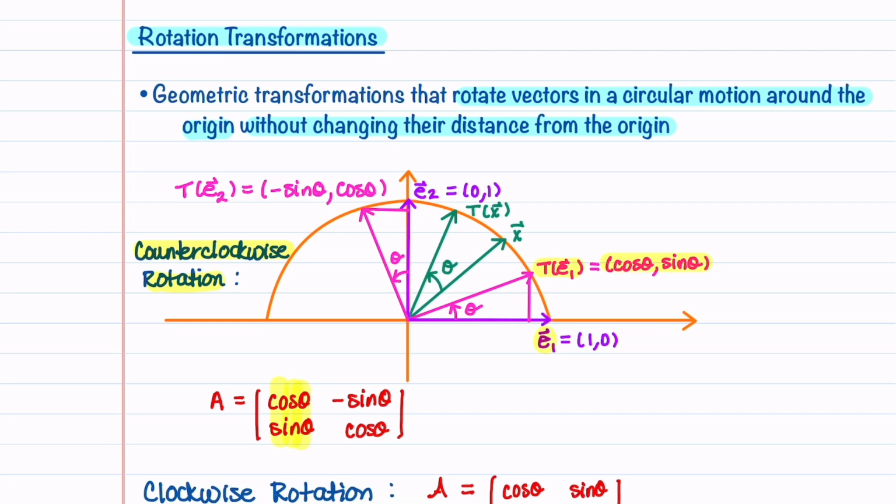Then we're going to look at E2. This one's harder. It's going to rotate counterclockwise, and it's going to become this point, which then goes into our second column because it's T of E2.